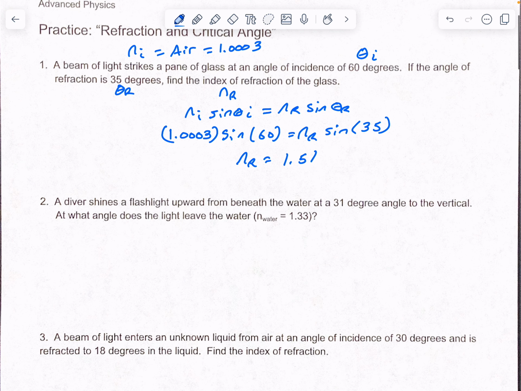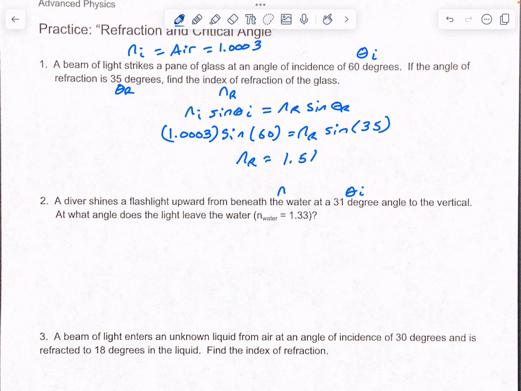Number 2, a diver shines a flashlight upward from beneath the water at a 31-degree angle. So this is your incoming, your original, so this is theta I. It's talking about water, so this would be your Ni, your original index, which we gave you right here, water. At what angle does the light leave the water? That means you're leaving water and going into air, so air is going to be your Nr, and that is 1.0003. It asks what angle it's going to leave at, so that means you're looking for theta R, your new refracted angle.